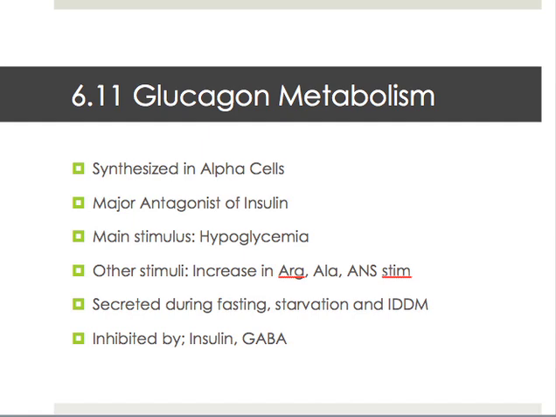Although we have focused on insulin, there's also another hormone, glucagon, which, again, we knew inhibited insulin. We know that it's synthesized in alpha cells, like we said earlier in the video. The major antagonist is insulin. The main stimulus is a drop in blood sugar. So I call this the hormone of hunger. Other stimuli are a couple of different amino acids. It can also be stimulated directly by autonomic innervation. And again, it's secreted during fasting, starvation, and if you are type 1 diabetic. It's inhibited by insulin and GABA.